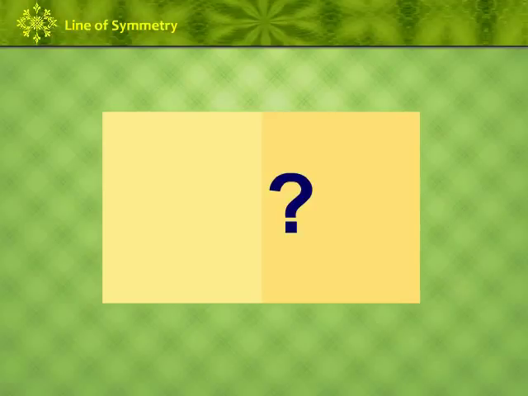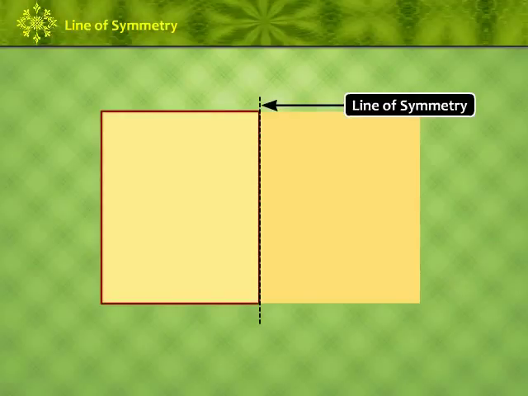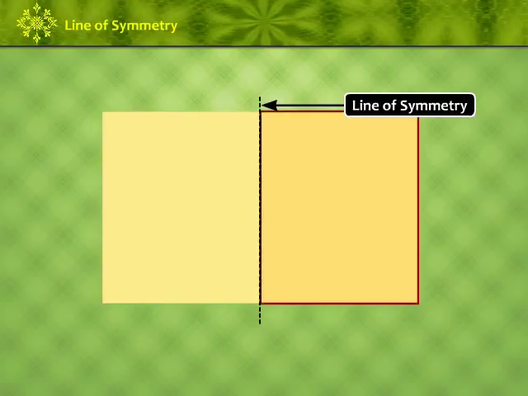Here is a paper of a rectangular shape. Let us first fold it so that we get a center line. Is this fold a line of symmetry? Why? Yes, it is. One side of this shape looks exactly like another if you fold it.